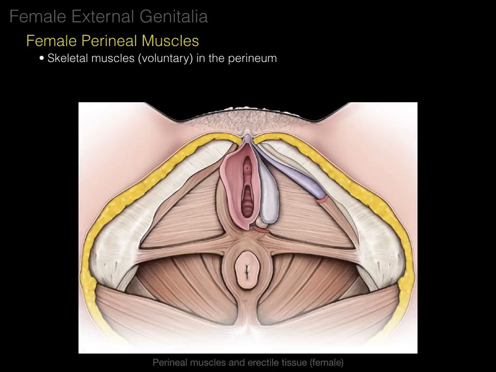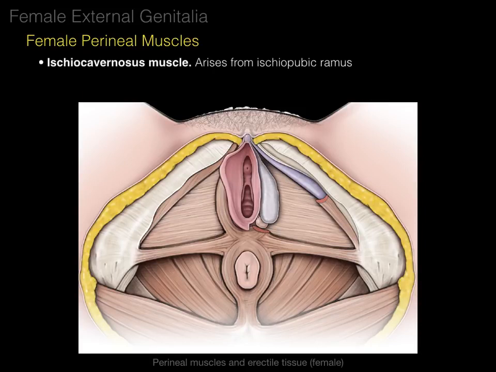During orgasm, these muscles rhythmically contract. And so they are skeletal muscles, and they're voluntarily controlled. The way that you control them is through innervation of the pudendal nerve. So perineal branches that go to the perineum from the pudendal nerve innervate these muscles. And so the ischiocavernosus muscle is the first one we'll talk about.